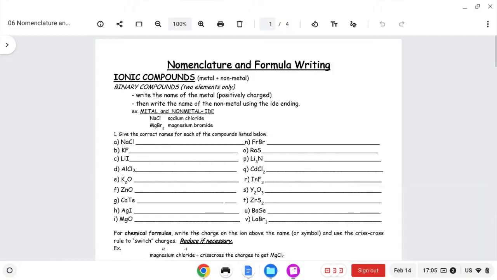I'm going to do a second video here, more specifically on nomenclature and formula writing. And what does nomenclature mean? Well, it is a term used for giving compounds in chemistry either a proper chemical name, or to write out chemical formulas for them.